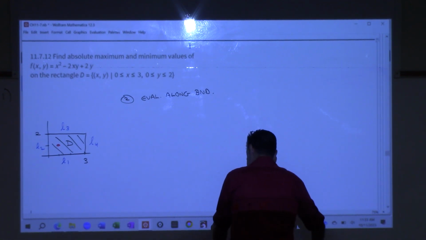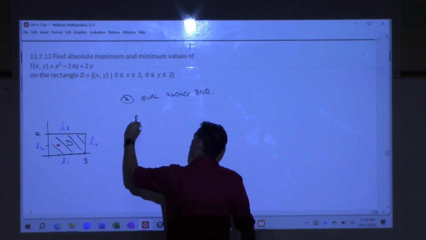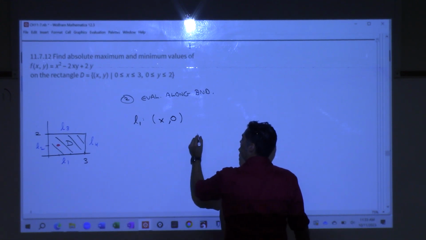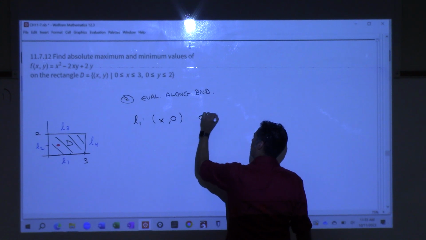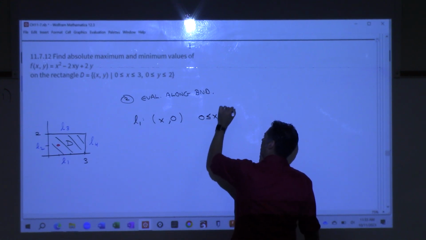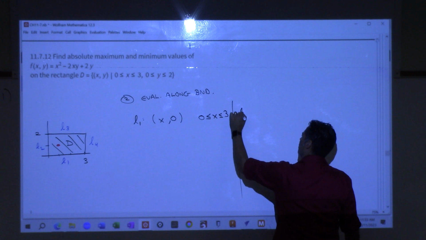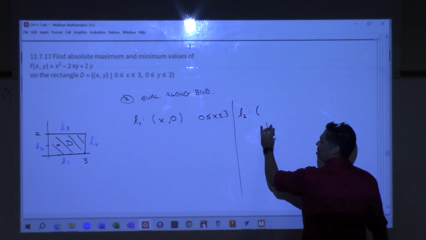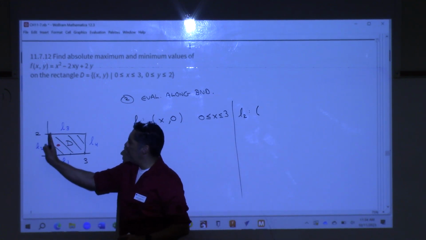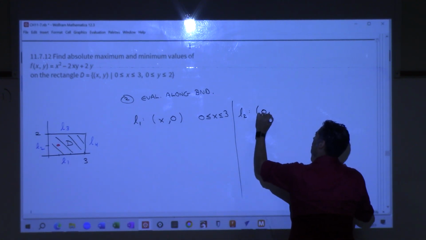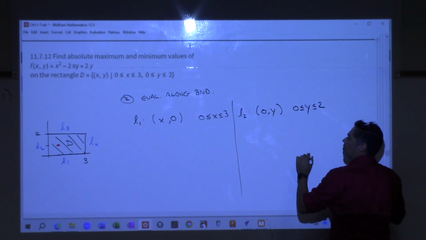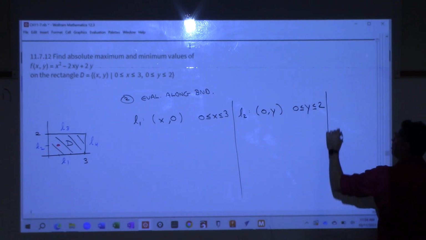L1. On L1, all the y's are 0. All the x's are between 0 and 3. Okay, let's get them all set up. How about L2? If you're over here, all your x's are 0, and your y's are between 0 and 2. Okay, I'm going to run out of space. Okay, L3.